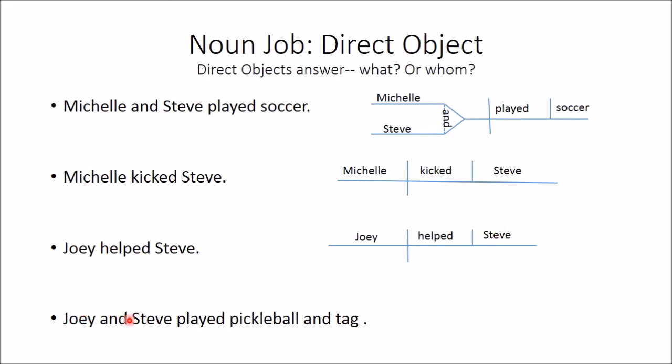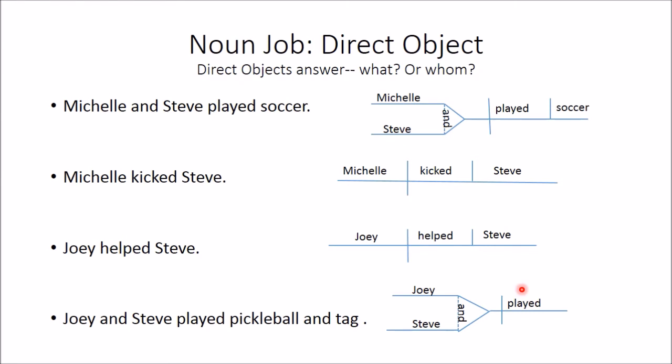Now we've got compound subject connected by a coordinating conjunction, and then we've got compound direct object connected by a coordinating conjunction with one verb. So let's diagram that one. Split our line on the subject side, diagram Joey, Steve, and then our coordinating conjunction and Joey and Steve. We've got our vertical cross line, and that's going to tell us we need to put our verb next, played.